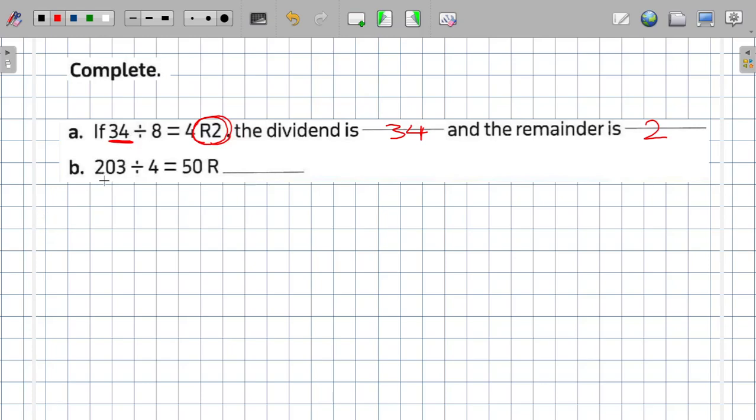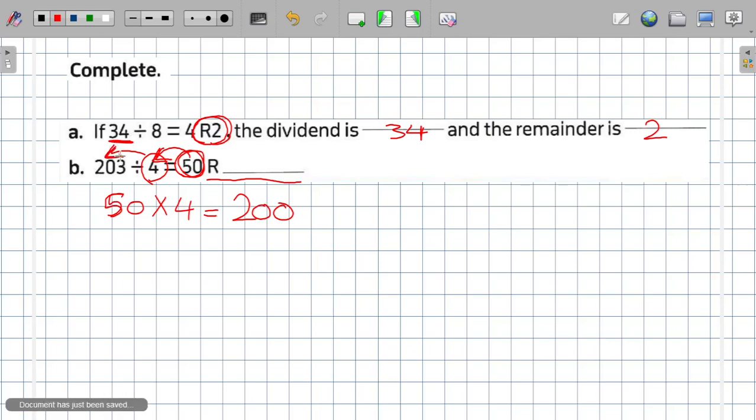Next, I have 203 divided by 4 equals 50. I have to know that 50 multiplied by 4 is 200. So if I want to find the remainder here, I will multiply the quotient 50 by the divisor to get the difference between the dividend and the real number here. So I have 50 times 4 equals 200. So what is the difference between 203 and 200? I think it will be 3. So the remainder here will be 3.